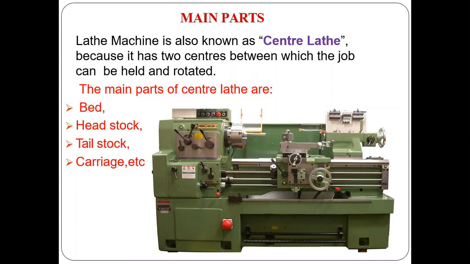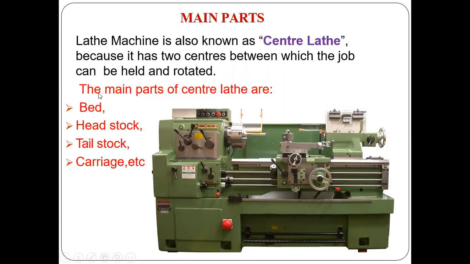The lathe machine is also known as the engine lathe, because it was originally driven by an engine. This lathe is also called a center lathe, because it has two centers. The workpiece is held between the two centers. One is called the dead center, and the other is called the live center, or revolving center. This is the headstock, which has the revolving or live center, and here you have the tailstock.